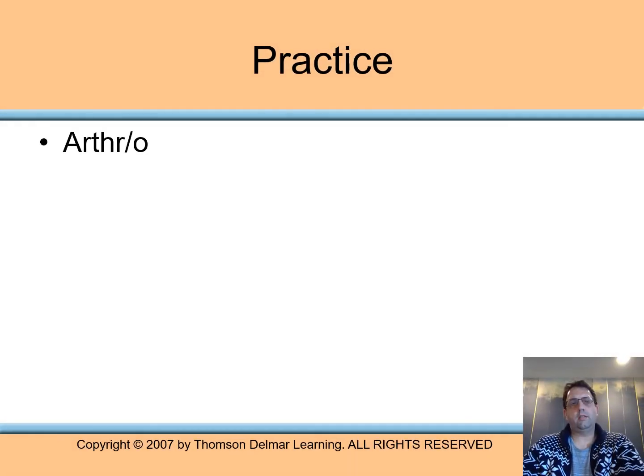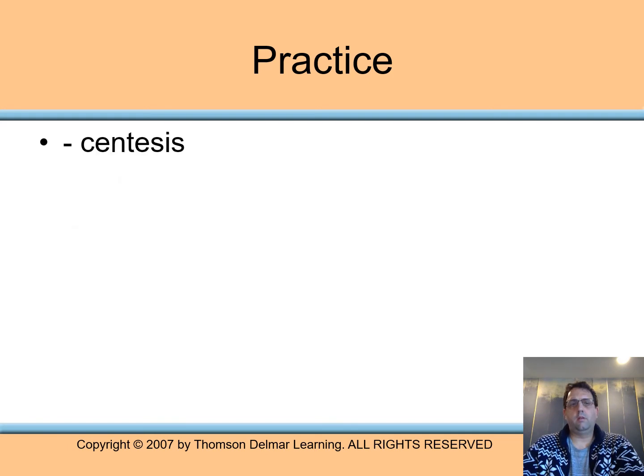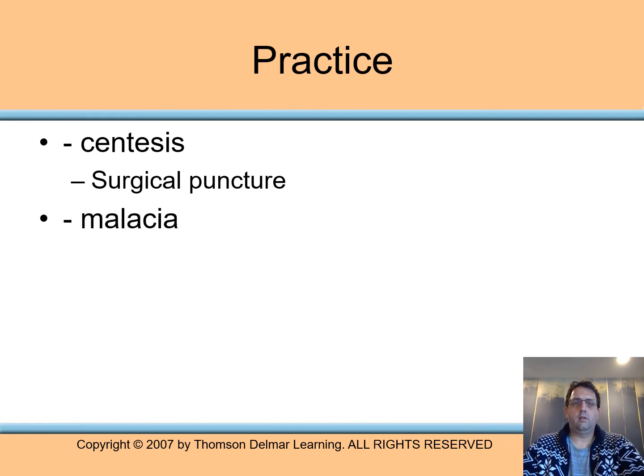So some practice. Arthro means joint. Cranio means cranium. Pelvi means pelvis. Osteo means bone. Centesis is a surgical puncture. Malacia is a softening of.